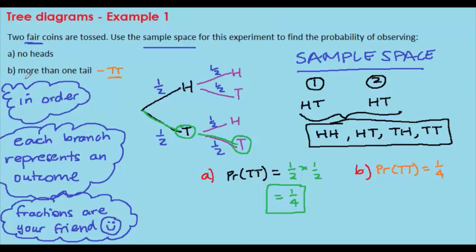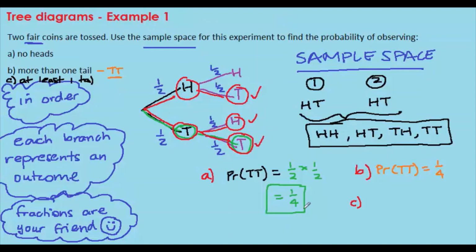If it asked for at least one tail, so let's have a look at that as an example that I'll throw in just for good measure. So C, at least one tail. Then what we would have to look at, and let's go to some, what's another color I haven't used? Let's look at red. At least one tail would mean I can follow this red path, heads and then a tail. There's one tail. I can follow this red path, tail to heads, and I can also follow tail to tail. So there would be 3 possible outcomes.